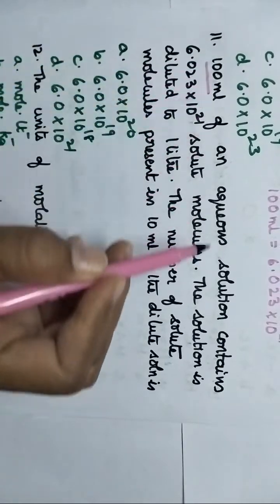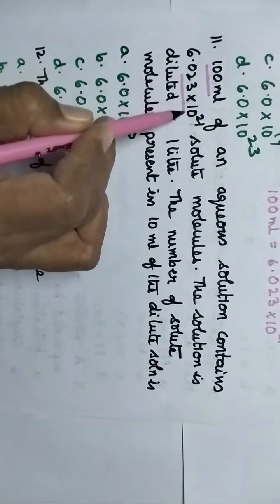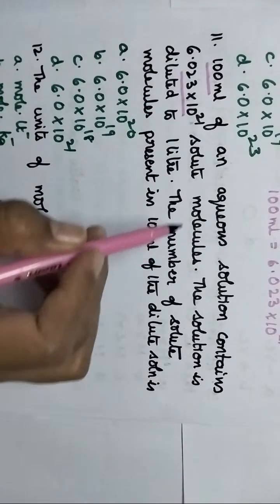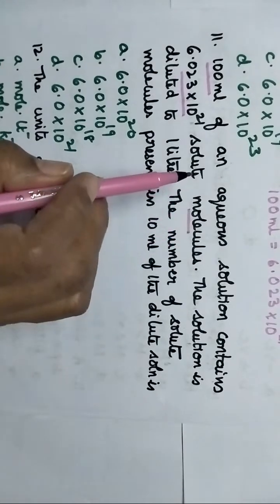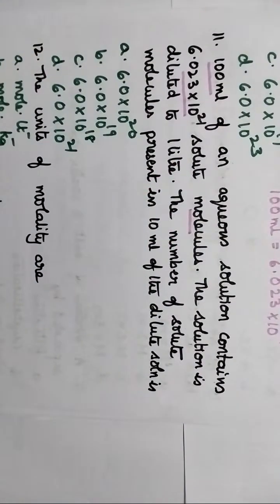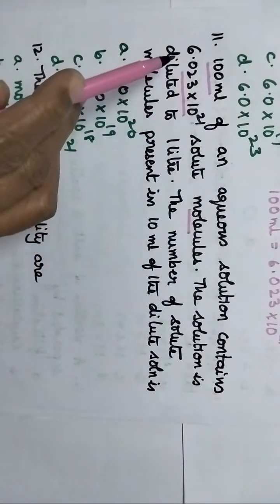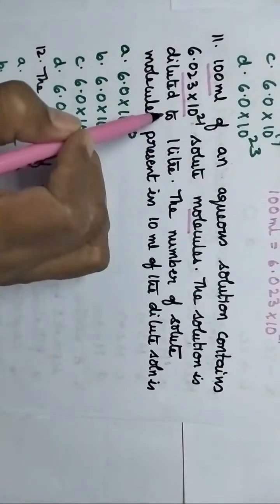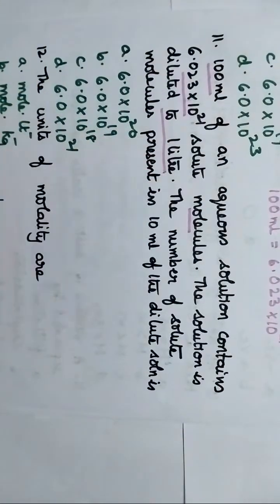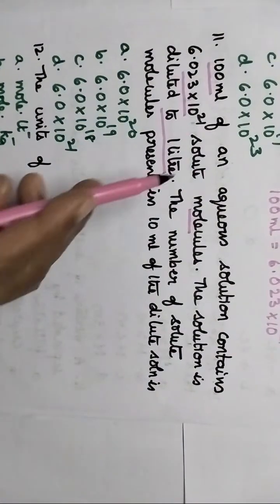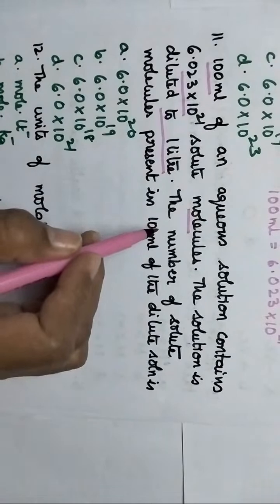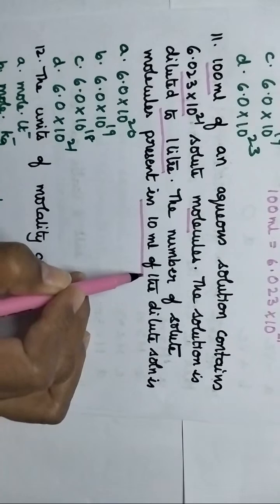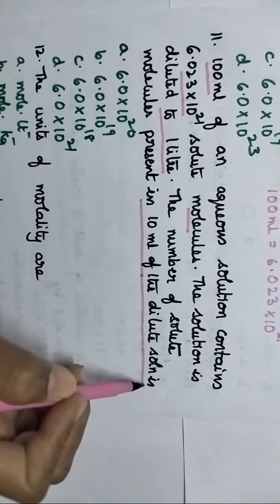100 ml of an aqueous solution contains 6.023 into 10 power 21 solute particles. So what is the given solution? 100 ml of a solution is given and that contains 6.023 into 10 power 21 solute molecules. The solution is diluted to 1 liter. So what is the second step? That is diluted to 1 liter. And the number of solute particles present in 10 ml of the dilute solution is.